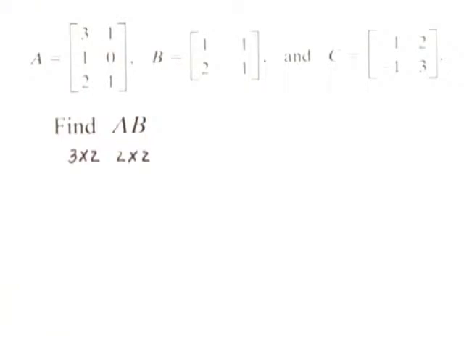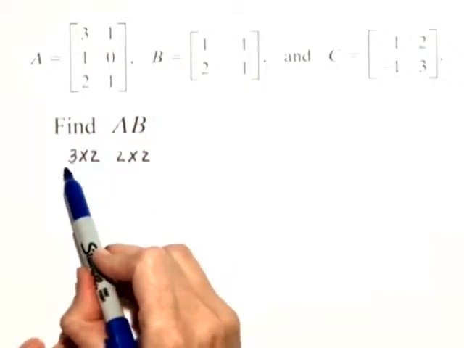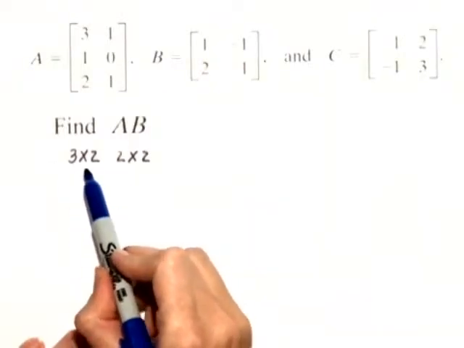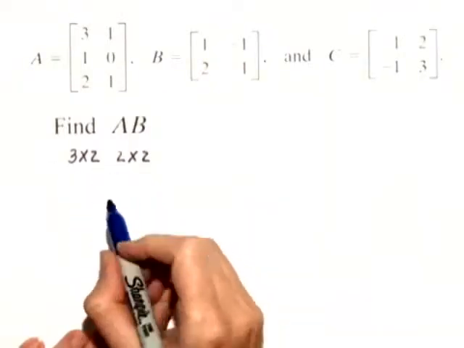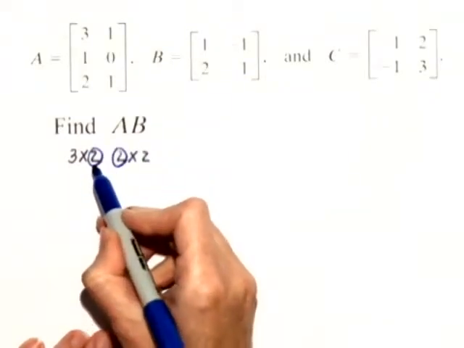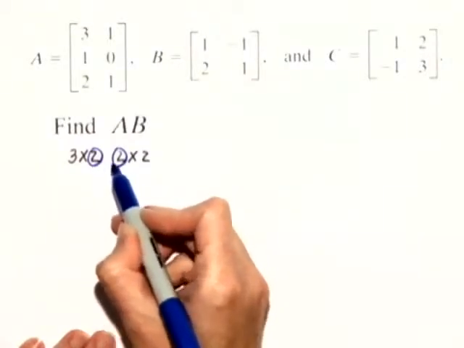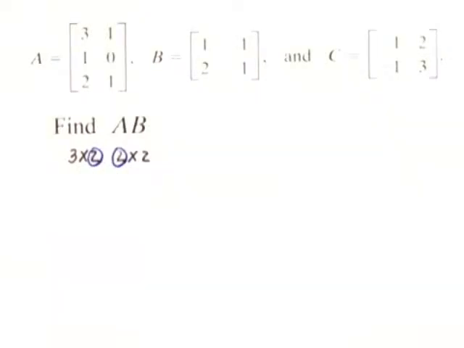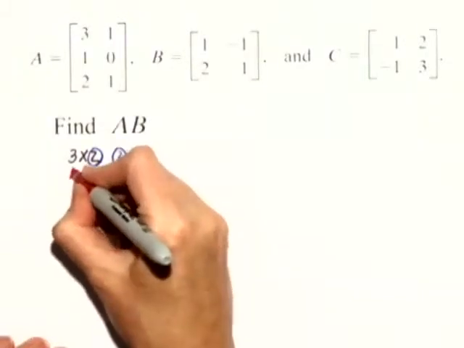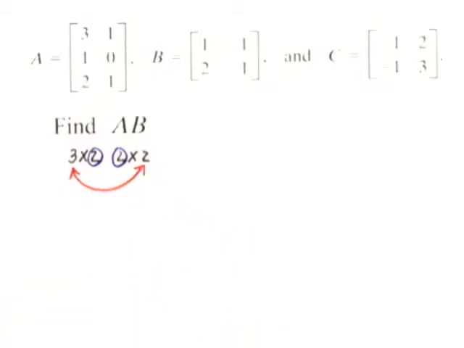So in order to determine whether you can multiply two matrices, first of all, you have to put them in order. Since I'm multiplying A times B, I put the order of A first and the order of B second. If these two middle numbers match, in other words, if the number of columns in A is equal to the number of rows in B, then it's possible to multiply these two matrices, and the order of the new matrix will be a 3 by 2. So let's do that multiplication right now.